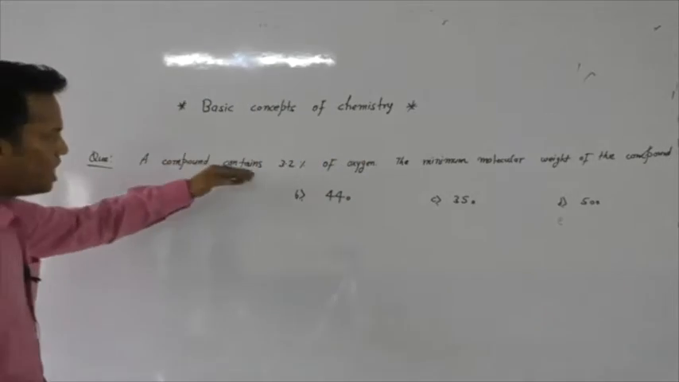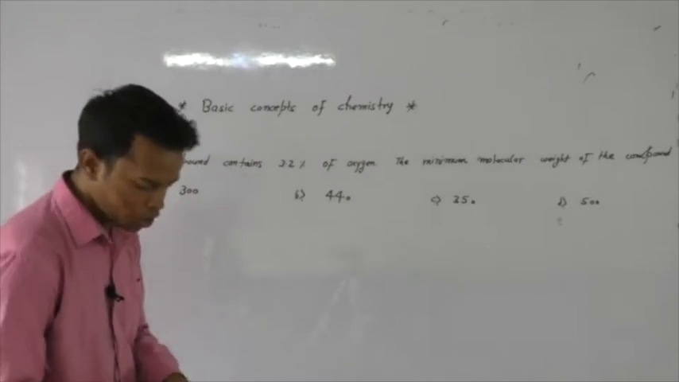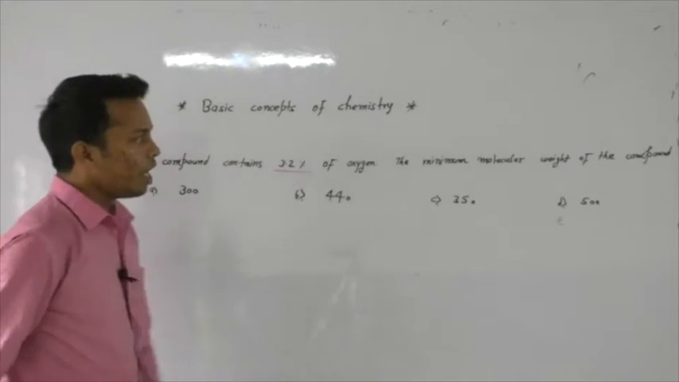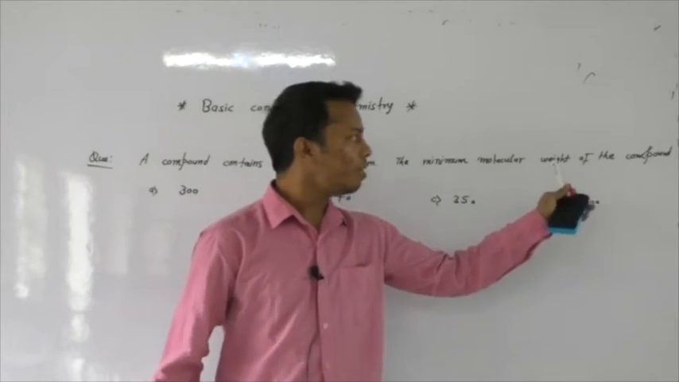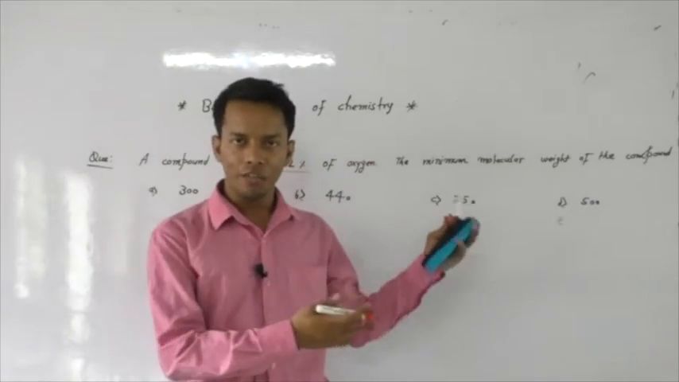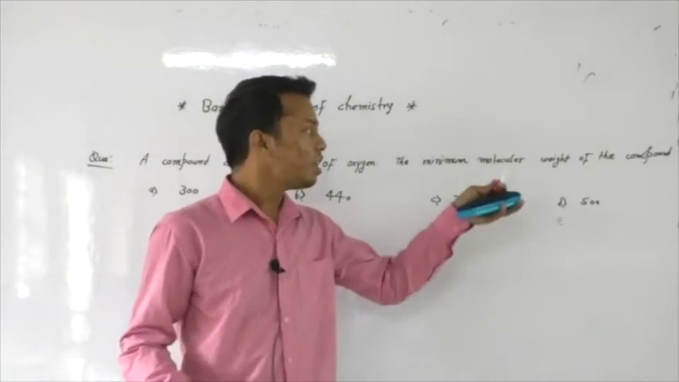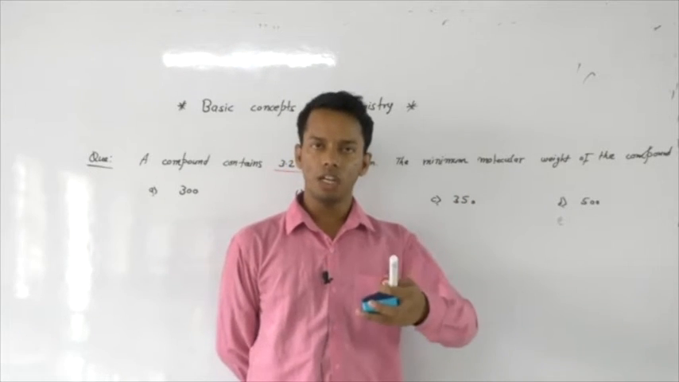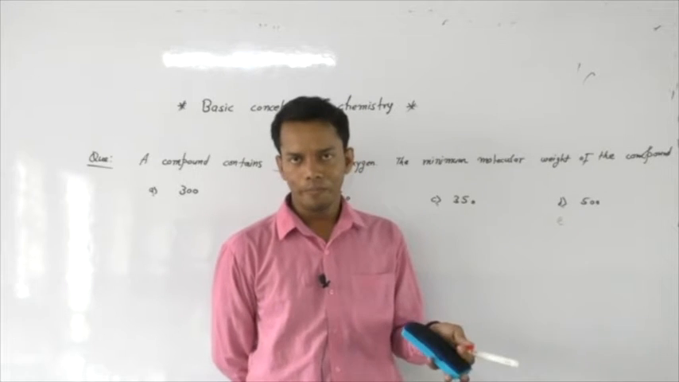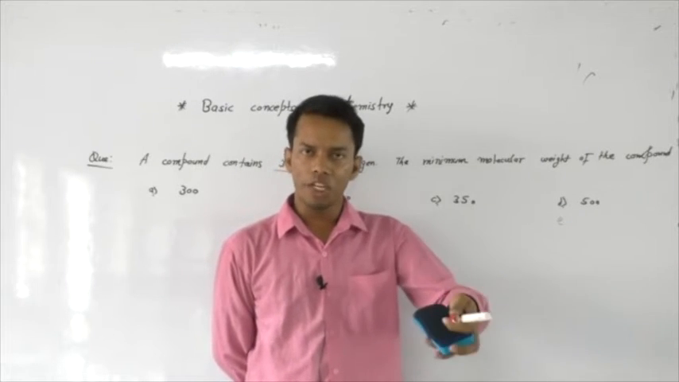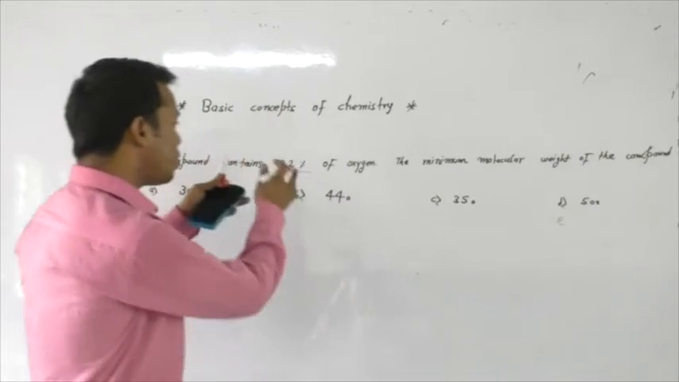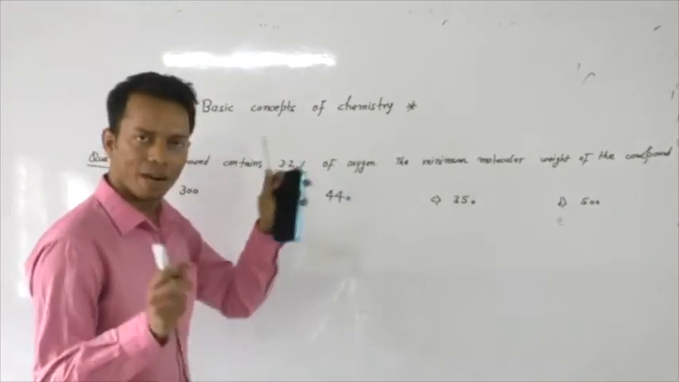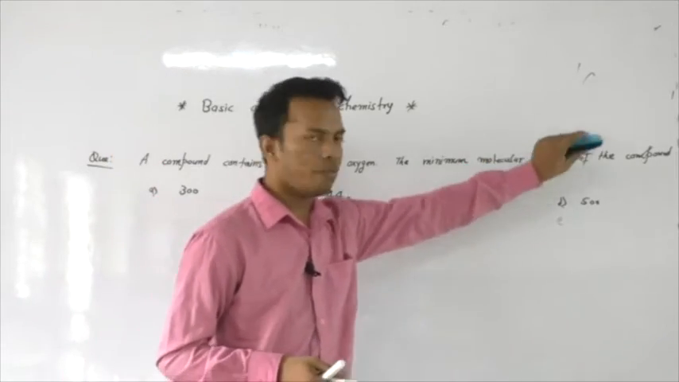A compound contains 3.2% of oxygen. Then what will be the minimum molecular weight of the compound? See, molecular weight or mass, both are the same only. If you are saying molar mass, it is the mass for 1 mole, correct? Molecular weight is the same thing, the mass of 1 molecule or weight of 1 molecule, correct or not? How will you do this type of question? Tell me. 3.2% of oxygen in a compound, then what will be the minimum molecular weight?